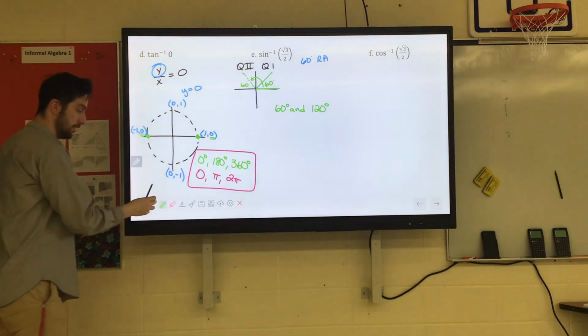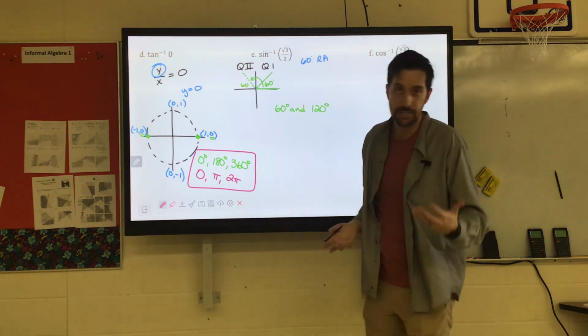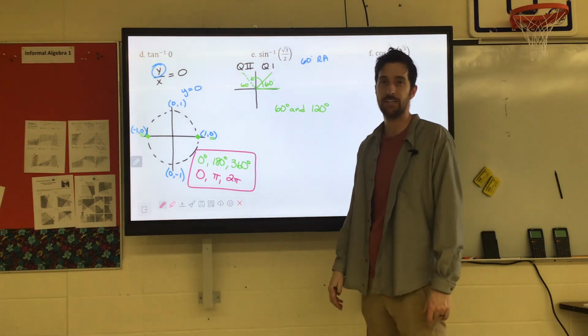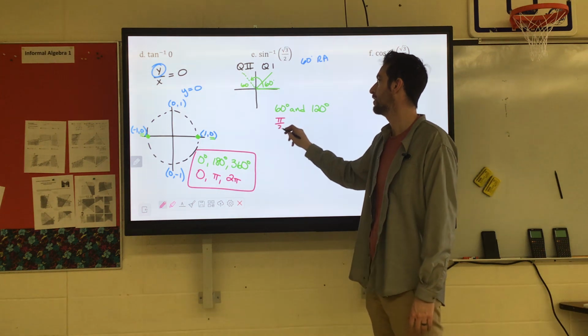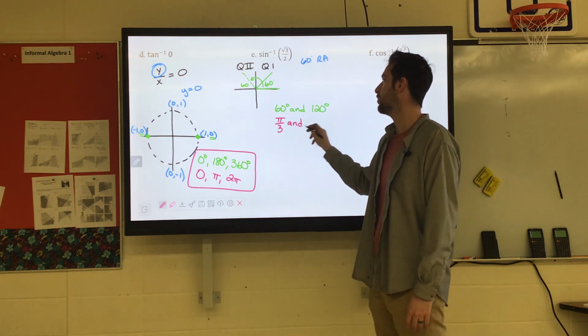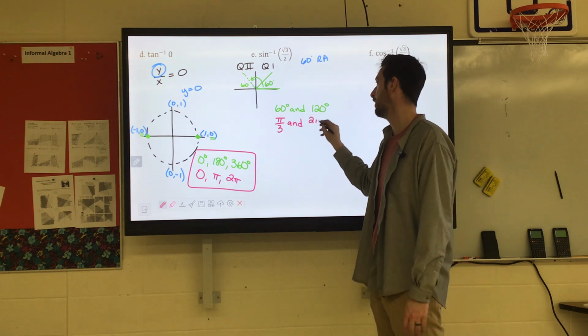Now again, going into radians, it's just what fraction of 180? 60 goes into 180 3 times. So we're going to say it's pi over 3. 120 is just 2 of those, right? 60 times 2, so we'll have 2 pi over 3.